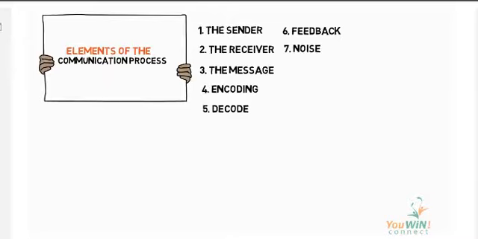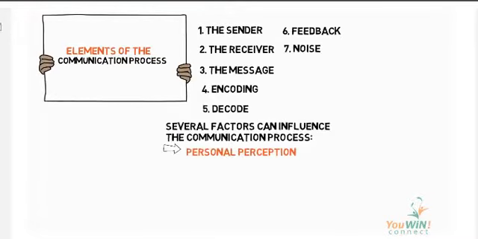The first one is personal perception, and this is the way a person perceives or sees his environment through a personal viewpoint. Perception is influenced by your values, your upbringing, and your beliefs. The second is emotions. Emotions can influence both the sender and the receiver. A person having positive emotions tends to receive a message more actively than one having negative emotions. Another factor that influences the communication process is context, and this is the situation in which your message is being delivered.